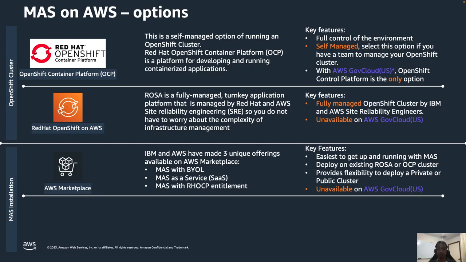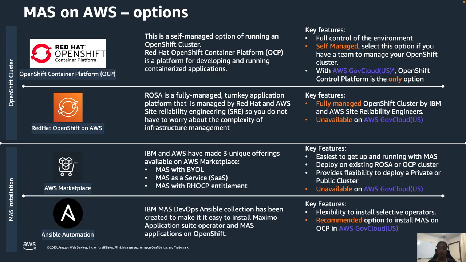Right. One thing to note is AWS Marketplace is not available in AWS GovCloud. So if you're a customer that has got a specific requirement to run your Maximo workload on AWS GovCloud, at this point in time, that would not be an option. You cannot use AWS Marketplace to install Maximo on AWS GovCloud.